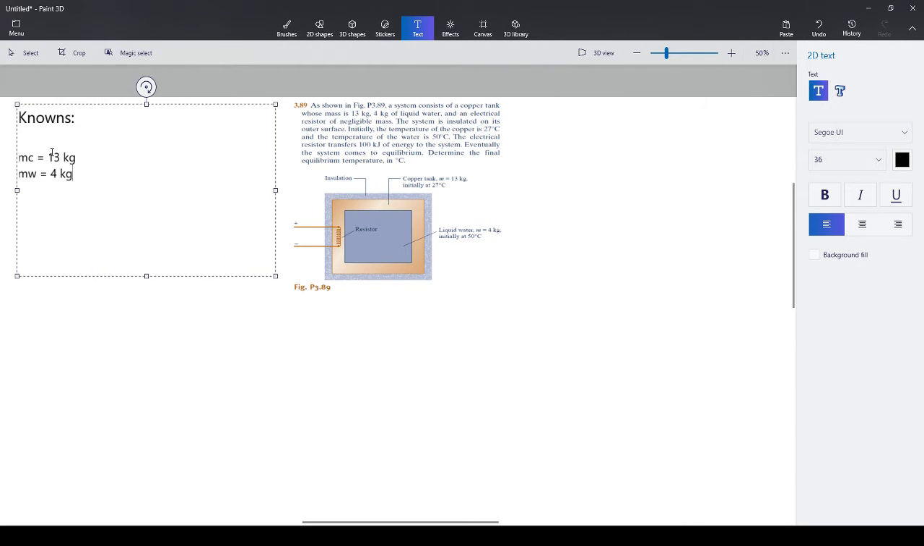Just moving right along. And it says an electrical resistor of negligible mass. So we're going to assume that the resistor means essentially nothing to the total mass of the system, right? It's just very small, while the rest of it weighs quite a bit. 13 kilograms and 4 kilograms is a lot more than probably what that resistor weighs, so it's negligible. All right, and it says the system is insulated on its outer surface. So what does that mean? Anybody?